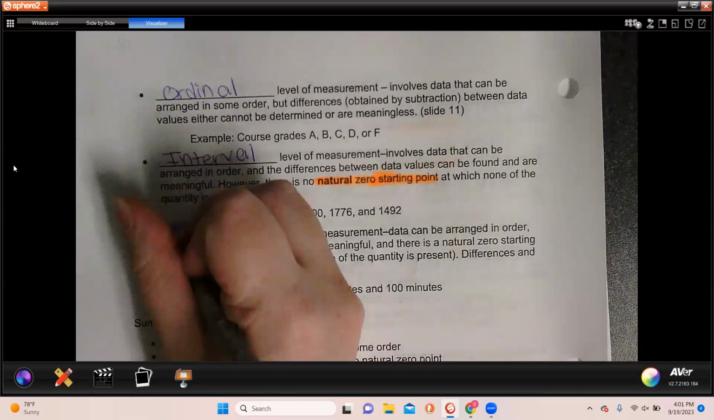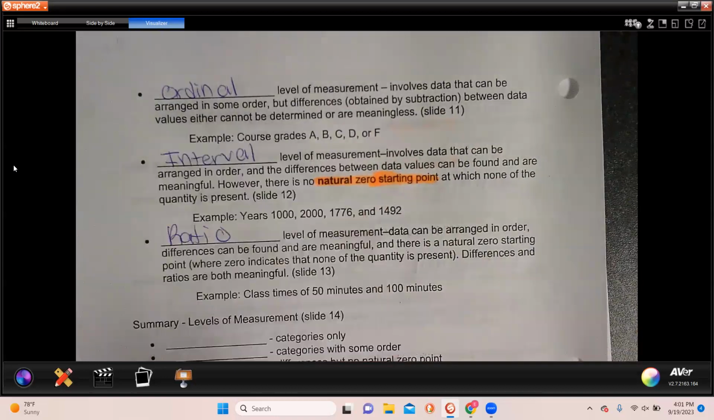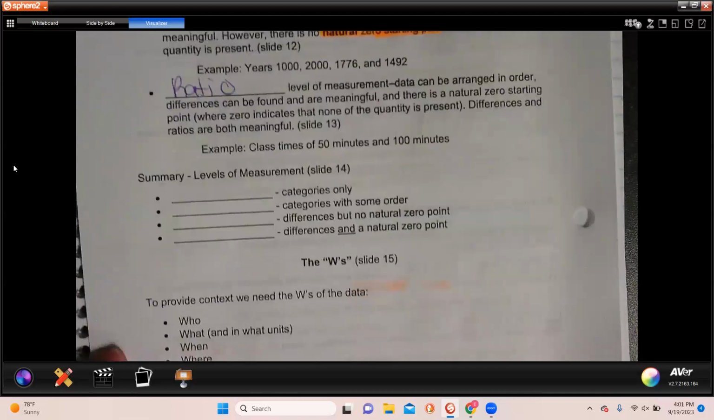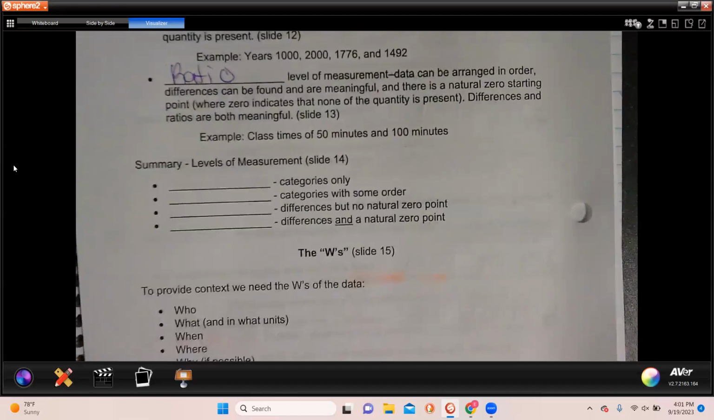Okay, and the last one is ratio. Ratio level of measurement. This is when data can be arranged in order, the differences are meaningful, there is a natural starting point, and the differences and ratios are both meaningful. So this is usually when there's a difference between times.